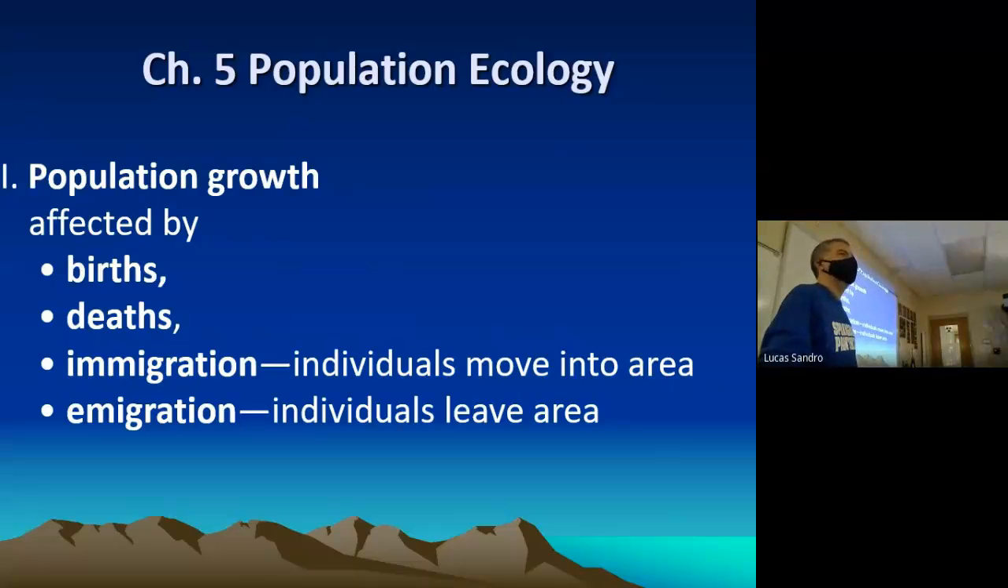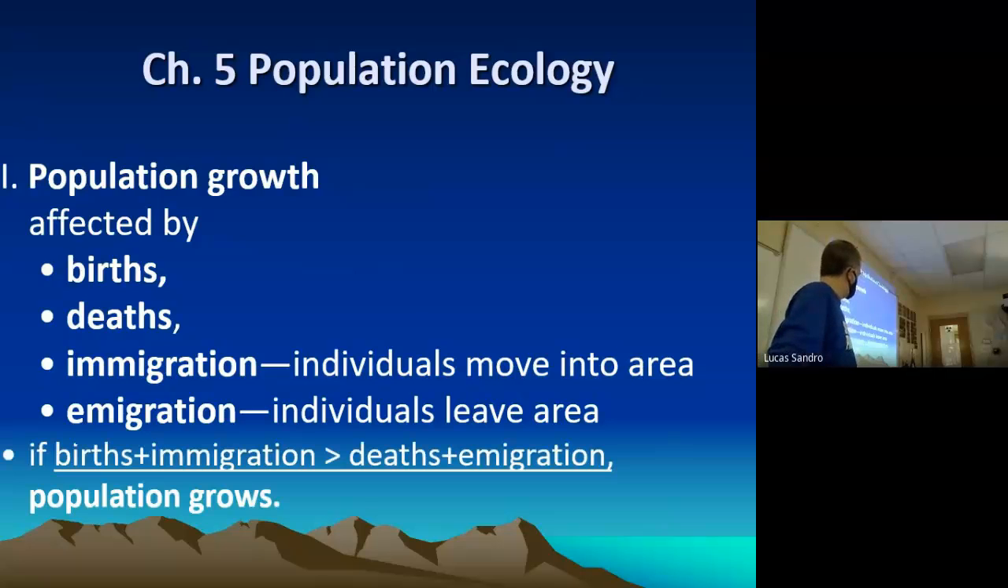That's about all there is. They can be born, they can die, they can leave, or they can join. So we can set up a basic equation. And the basic equation, or I guess inequality, says if births, whatever that number is, plus immigration is greater than deaths plus emigration, that population is growing.